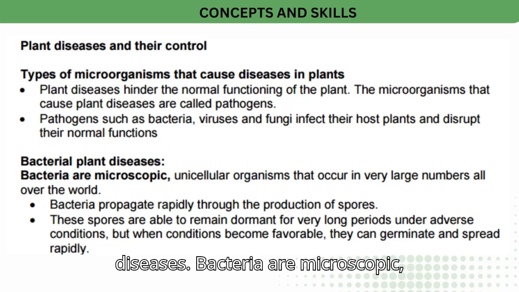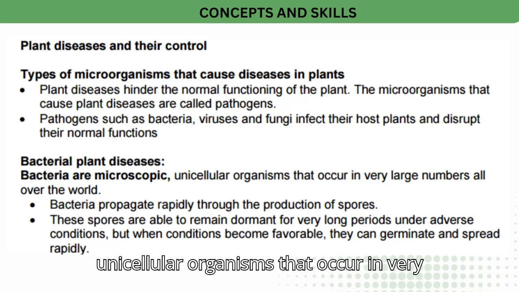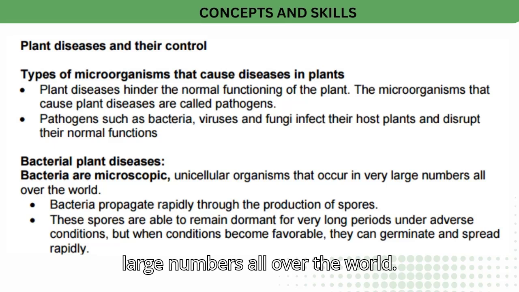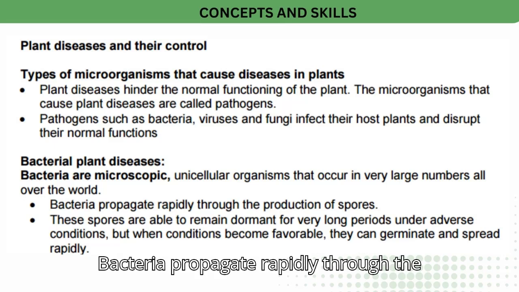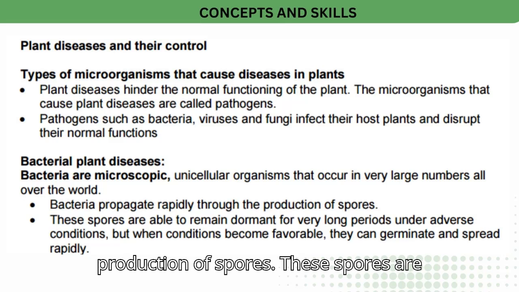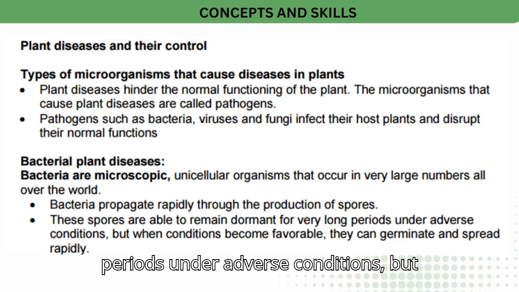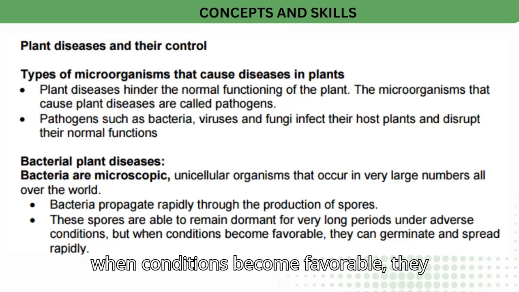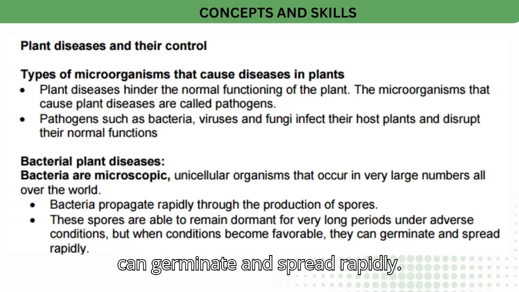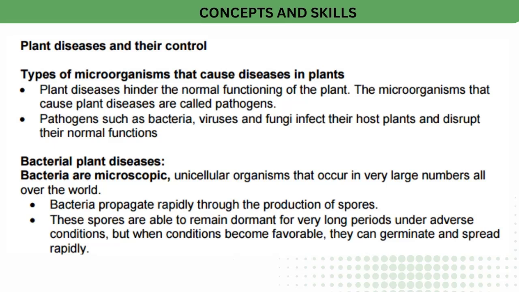Bacterial plant diseases. Bacteria are microscopic, unicellular organisms that occur in very large numbers all over the world. Bacteria propagate rapidly through the production of spores. These spores are able to remain dormant for very long periods under adverse conditions, but when conditions become favorable, they can germinate and spread rapidly.